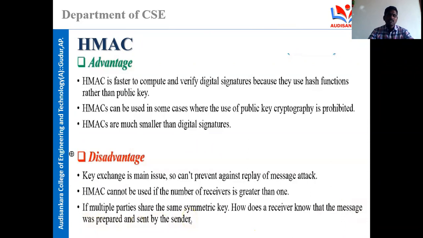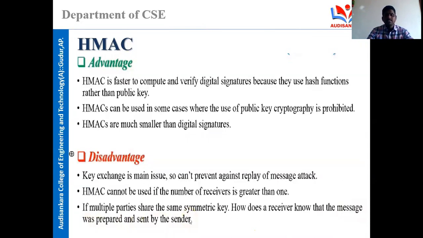Let us see what the disadvantages are. Key exchange is the main issue, and we cannot prevent a replay of message attack. Key exchange is an issue because we are using a symmetric key, meaning both parties use the same key. The problem is that the same key has to be exchanged between the two. Also, HMAC cannot be used if the number of receivers is greater than 1. The receiver should be only one. If it is more than 1, it cannot be used.